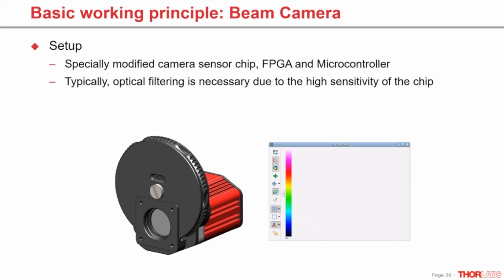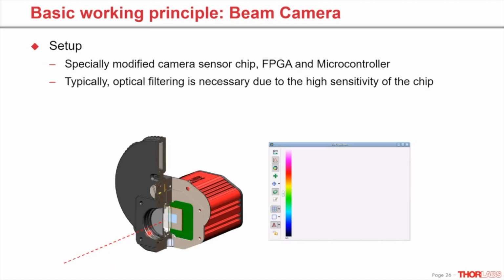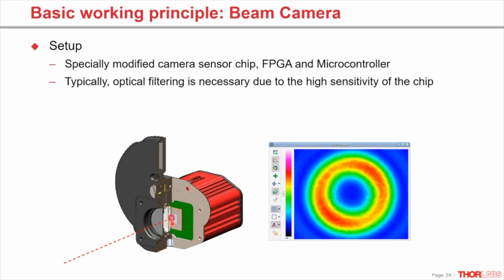And due to the high sensitivity of the sensor chip, appropriate optical filtering is necessary to prevent saturation or, in the worst case, damage of the sensor. So I'm now releasing the laser beam, and we can see it passing through the ND filter and hitting the sensor chip, followed by calculating and displaying a full two-dimensional intensity profile. In this case, you see a donut-shaped profile.